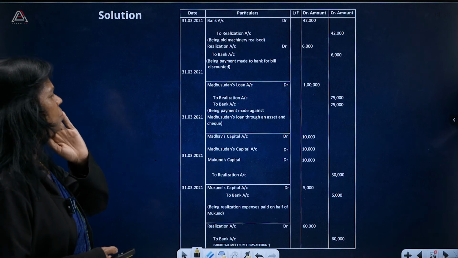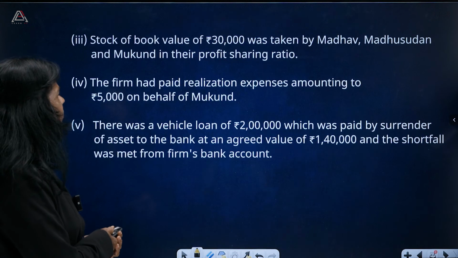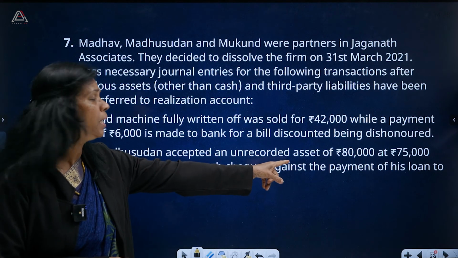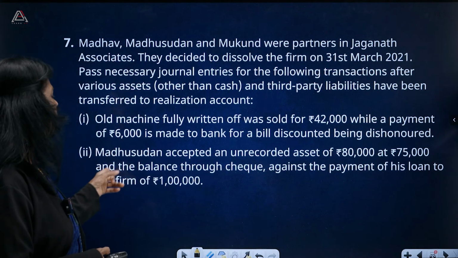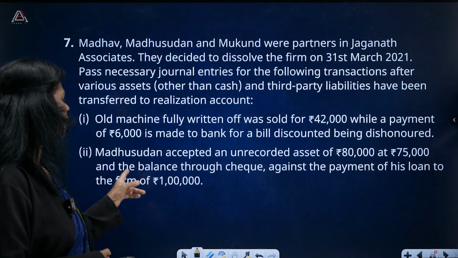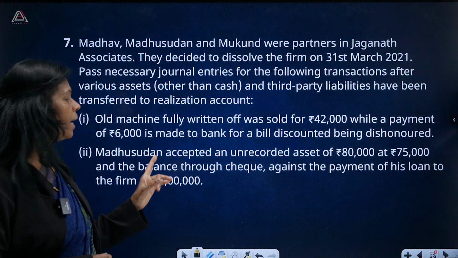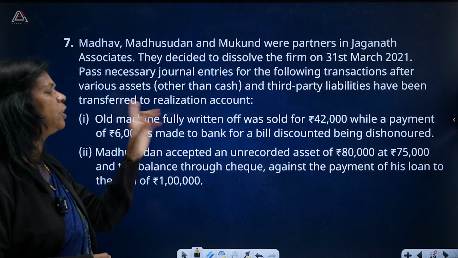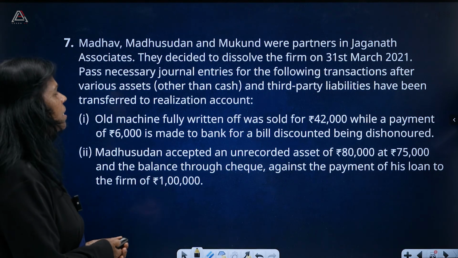Then 31st March 2021. Then another adjustment. This adjustment: Madhusudan accepted an unrecorded asset of rupees 80,000 at rupees 75,000 and the balance through check against the payment of his loan to the firm of rupees 1 lakh. Then how much is his loan amount? 1 lakh. Then he accepted an unrecorded asset of rupees 80,000 at rupees 75,000. Balance through check. Then how the journal entry will be?